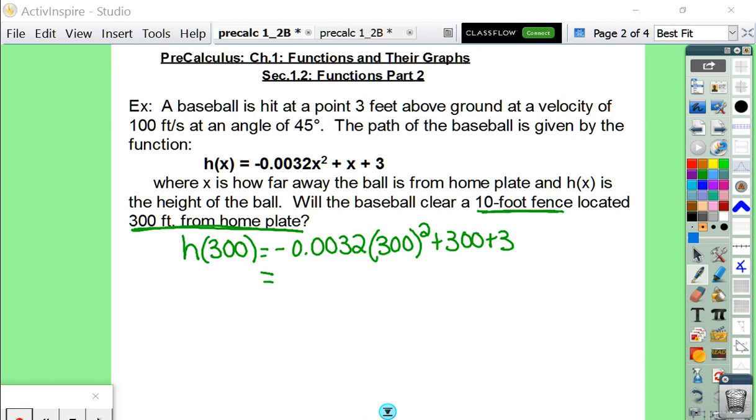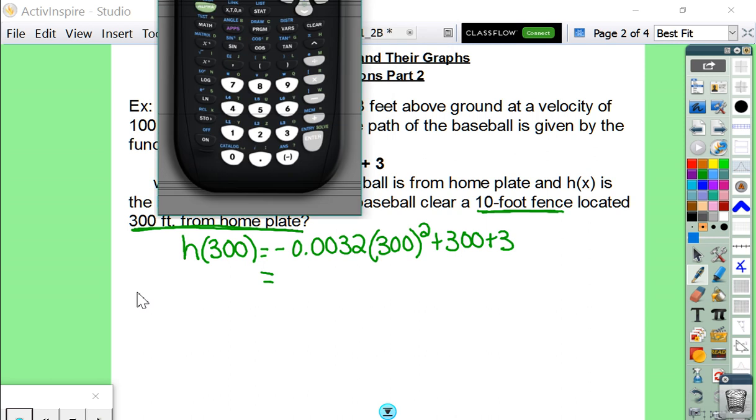So let me grab this calculator. I'm not seeing it anywhere. Where are you? Oh, it looks like it's way up here. Why is it up there? There we go.